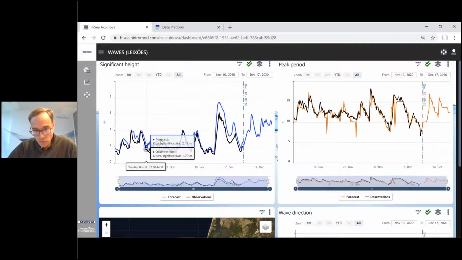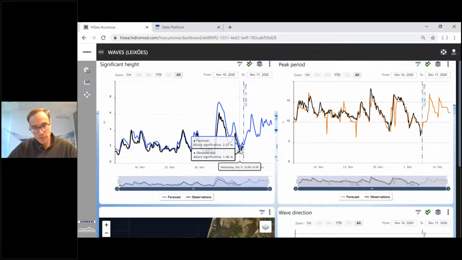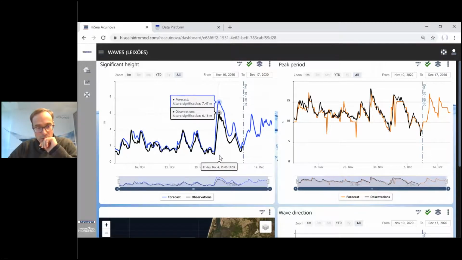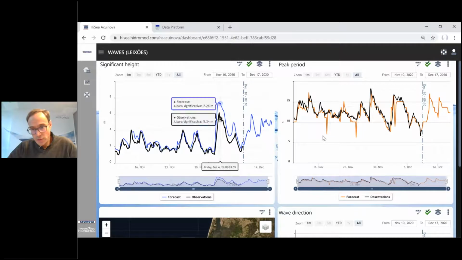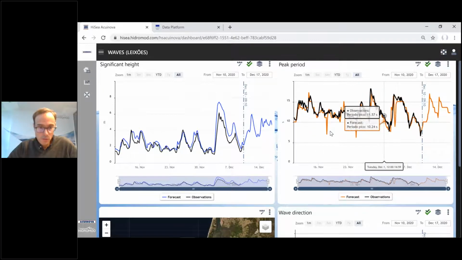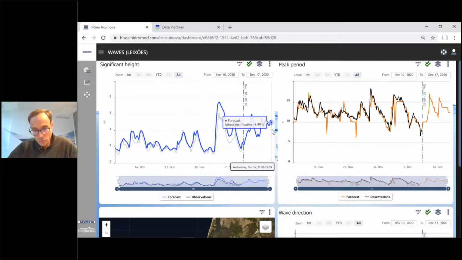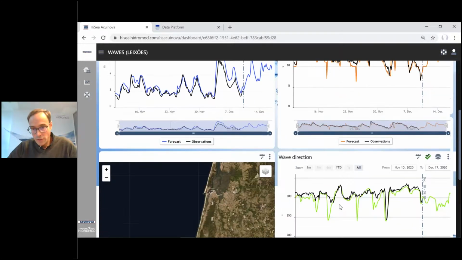So these are the results that we are giving them. The black line is the measured data, and the blue line is the forecast. We had quite some waves in the last week here in Portugal. There was a bit of a storm, and so they had this data 3-4 days in advance. This here is the same but for peak period, so you can relate all of this also to wave power, and the final one is the wave direction.